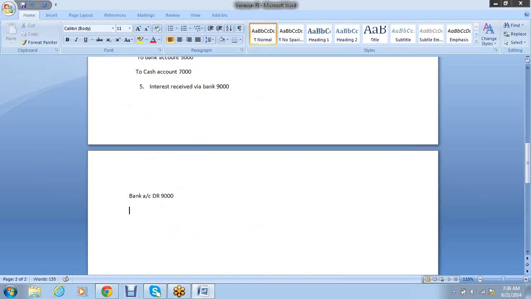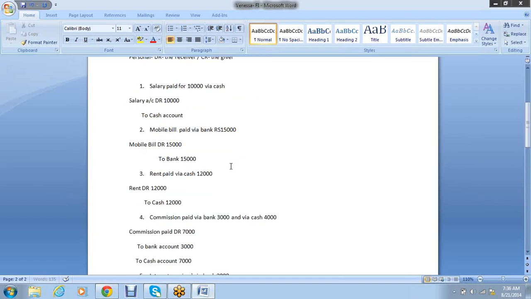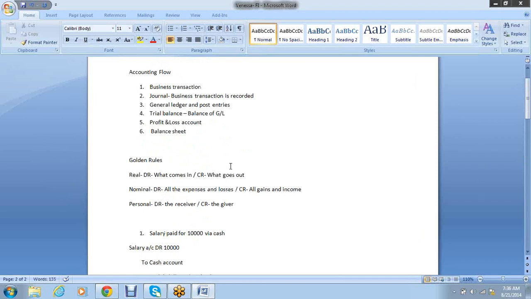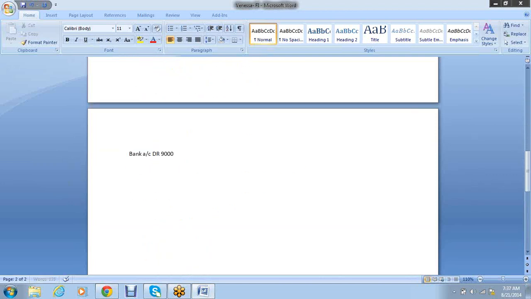Why is the bank account debited? Because the interest comes in. Always think what comes in. Cash is real. So cash, money, all the goods, all are real, which you can touch. My goods, products, those are real because I can touch those products. Those are going in, coming in. So always think why it is debit. It's real. What comes in is a debit. So the bank account is debited.